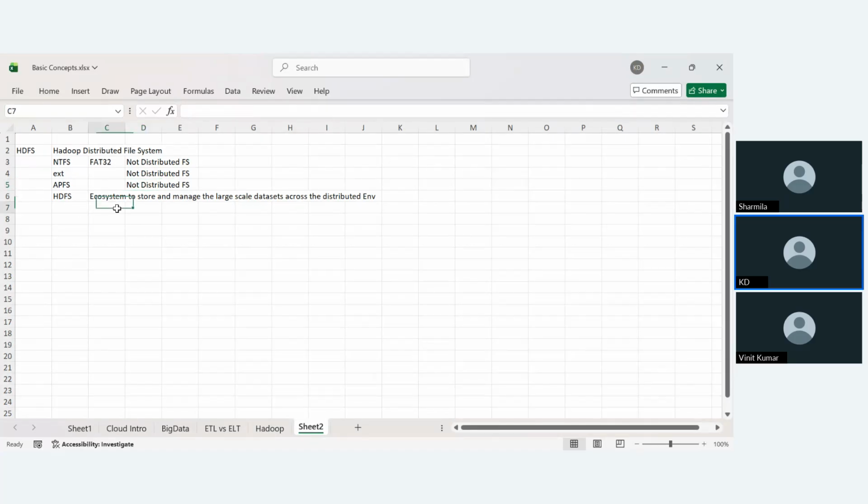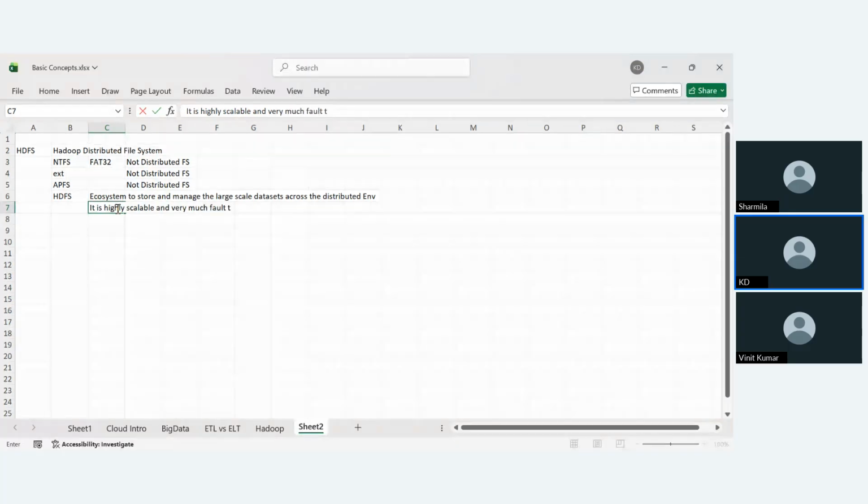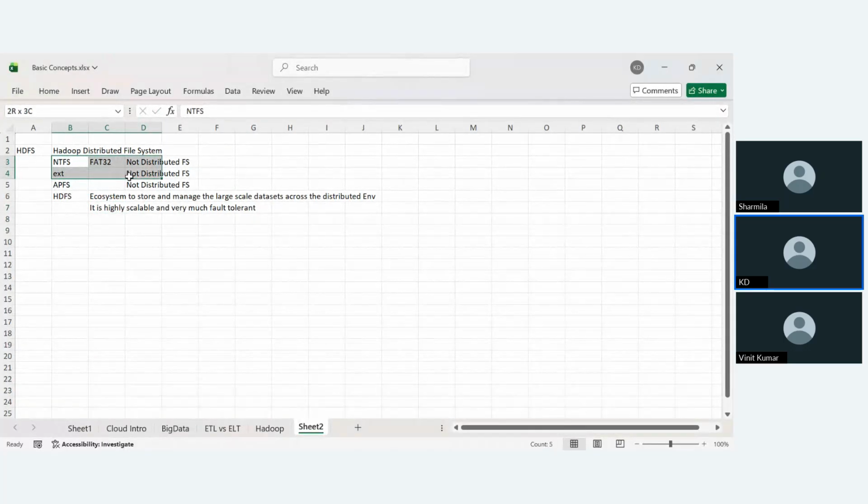The second thing is that since this works on the distributed file system, it is highly scalable and very much fault tolerant, because the data is distributed. The data is not in a single system. With NTFS, FAT32, ext or APFS, data is not distributed. So if at any point of time any disk goes out of function, the entire system will get corrupted, and there is a high chance of missing or losing the data. But in case of HDFS, it is highly scalable, and since data is distributed, it is very much fault tolerant.